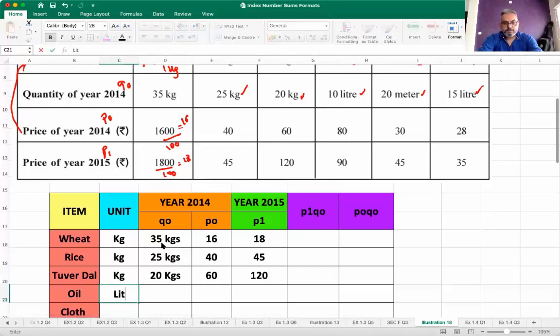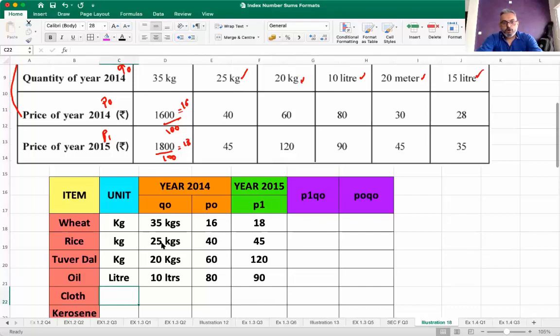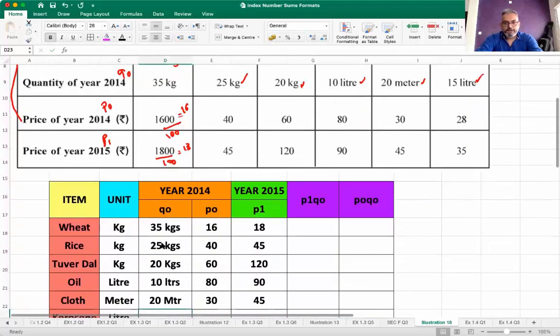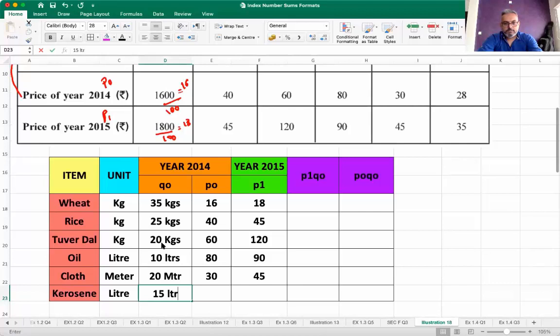Oil, liter, 10 liter, 80 rupees, 90 rupees. Cloth, meter, 20 meter, 30 rupees, 45 rupees. And kerosene, liter, 15 liter, 28 rupees, 35 rupees. So we are ready with the question.